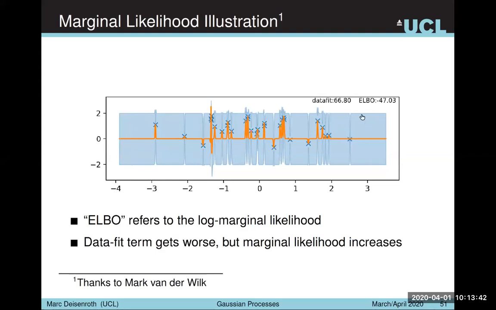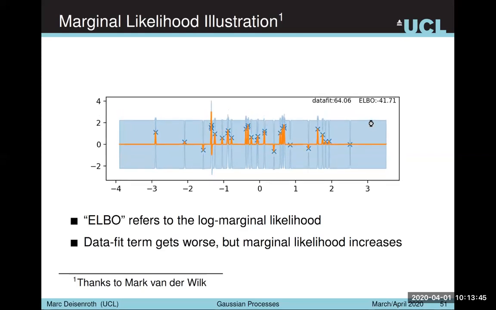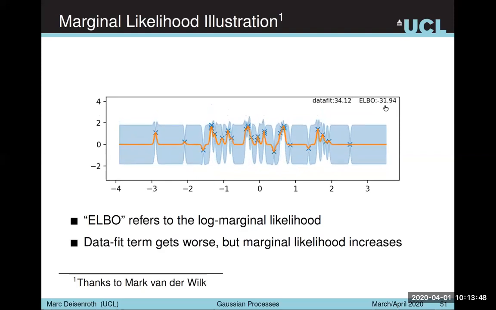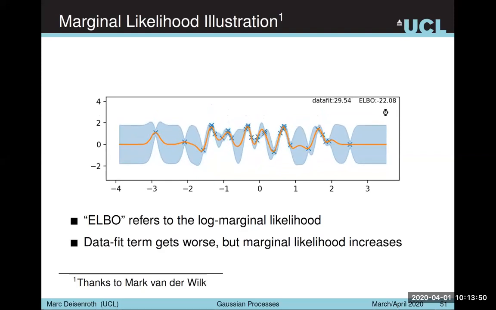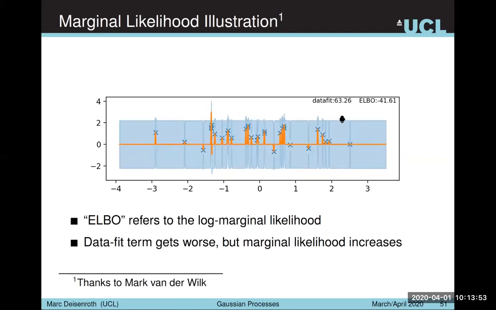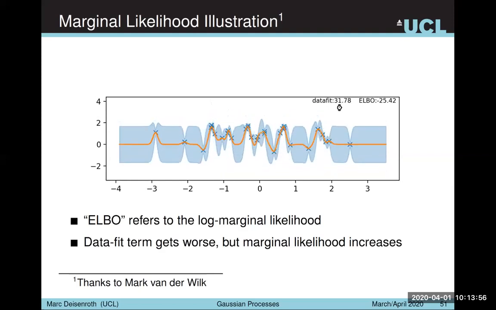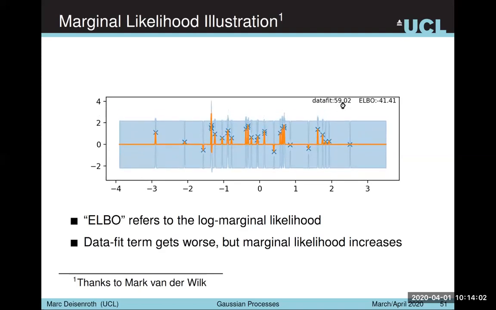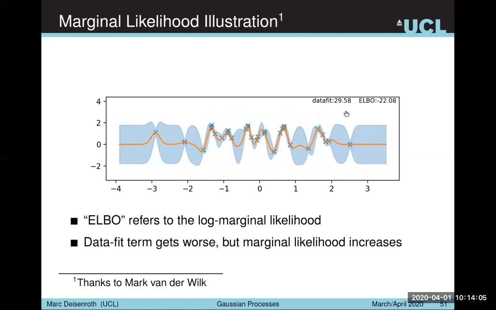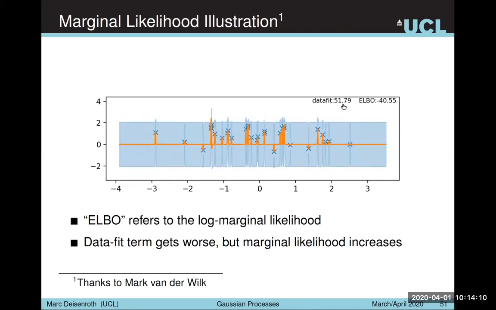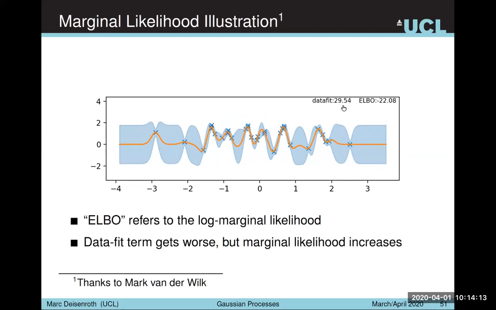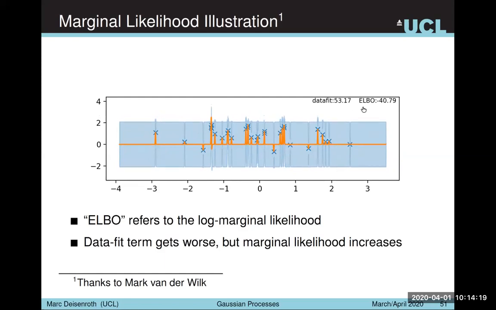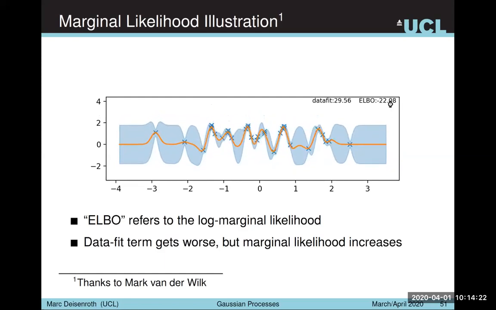So now let's run gradient descent on this. You can see that the log marginal likelihood gets better, so it gets higher. This fit looks pretty good already. But you can also see that the data fit term gets worse. Sorry, I take this back. The data fit term gets worse, and we want to have a higher data fit. But overall, the marginal likelihood term increases.